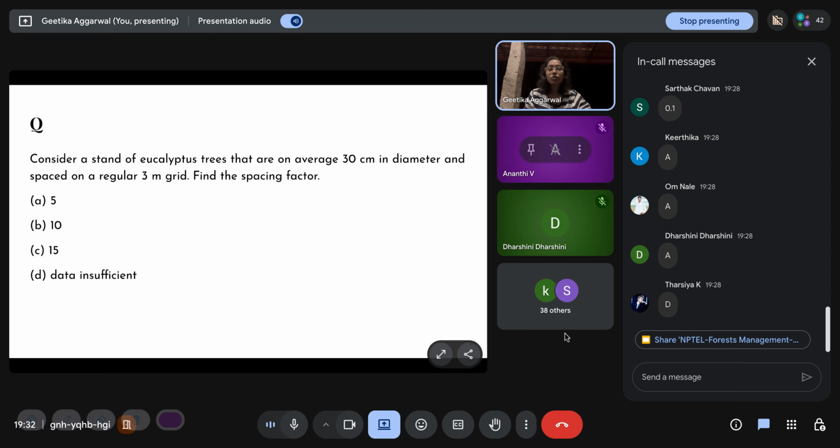Consider a stand of eucalyptus trees that are on average 30 centimeters in height and spaced on a regular 3 meters grid. Can you find the spacing factor? So we just discussed what the spacing factor is. If you remember the formula, calculate the spacing factor using the average diameter, which is 30 centimeters, and they're spaced out on a regular 3 meter grid.